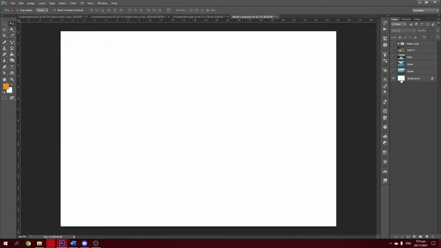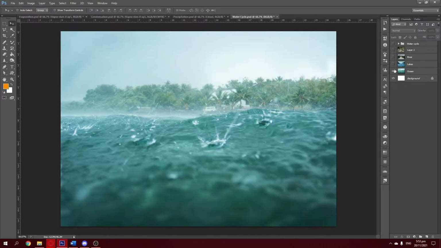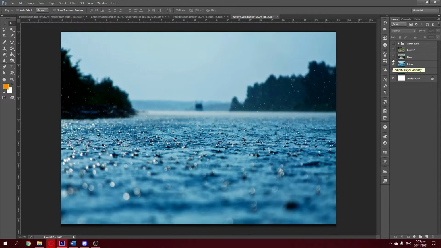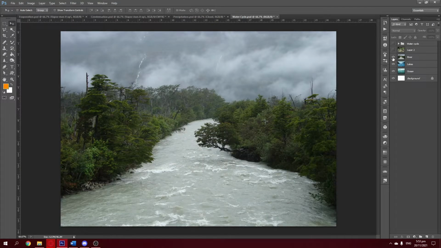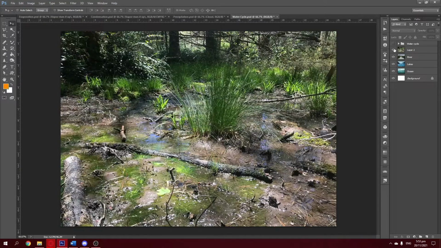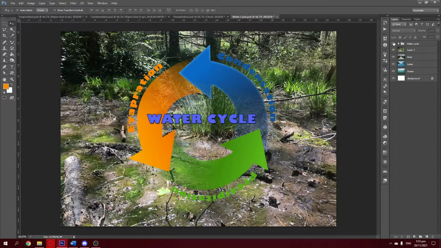As it rains, water gets collected in oceans, lakes, and rivers. It even seeps through the soil and becomes groundwater. Thus, the water cycle is a continuous process of evaporation, condensation, and precipitation.